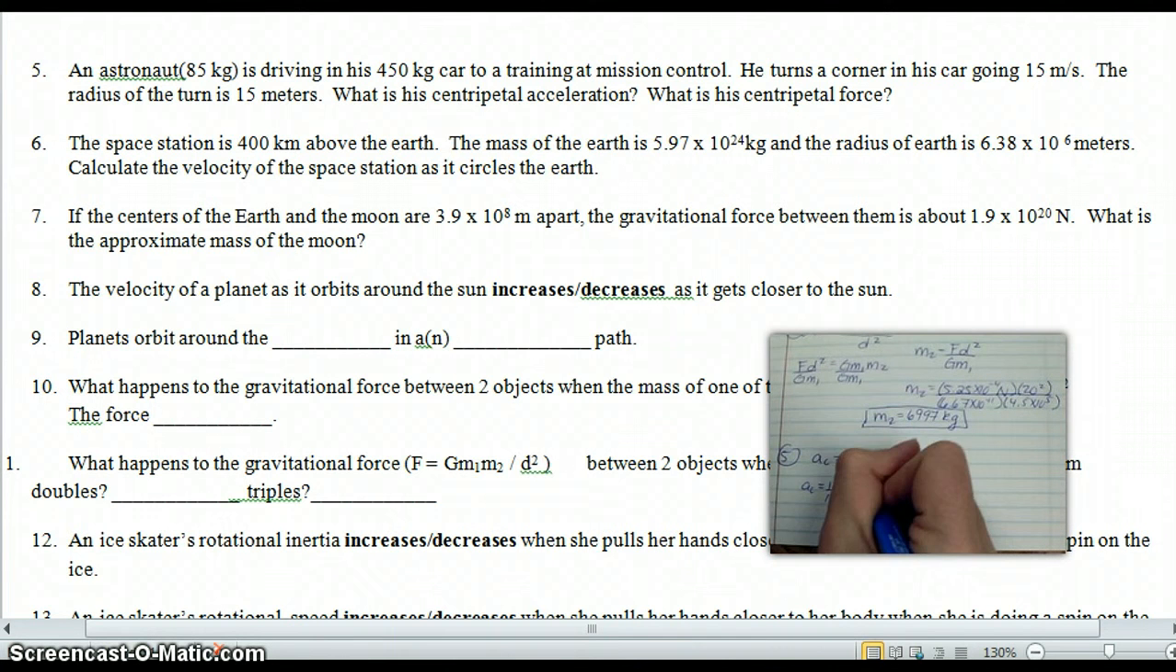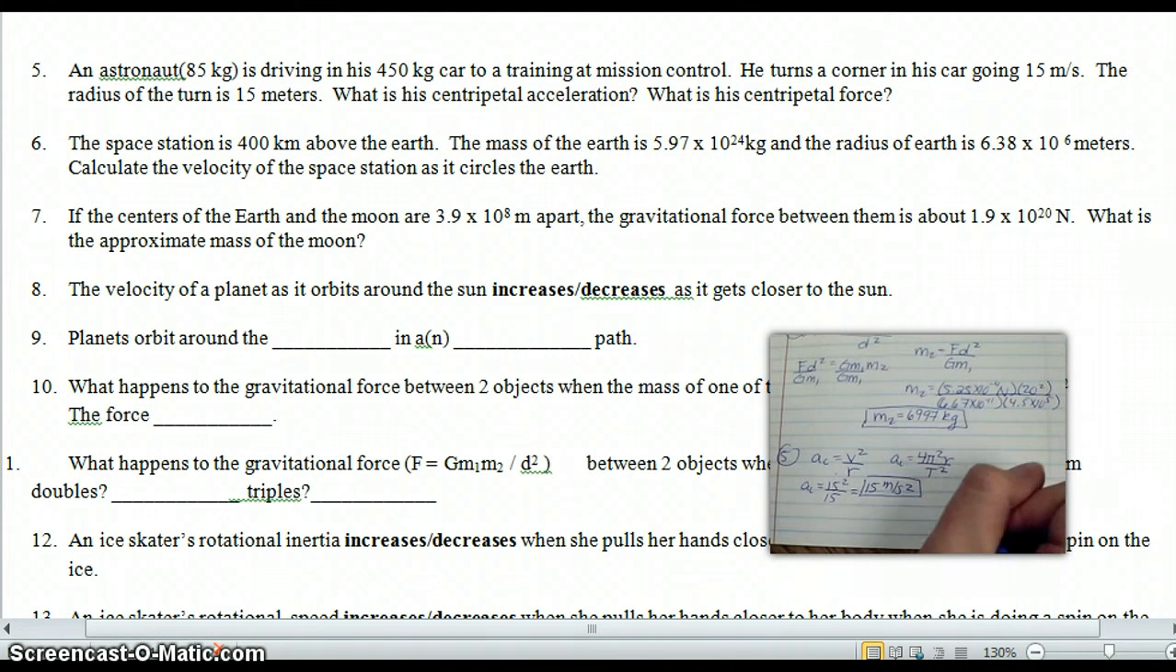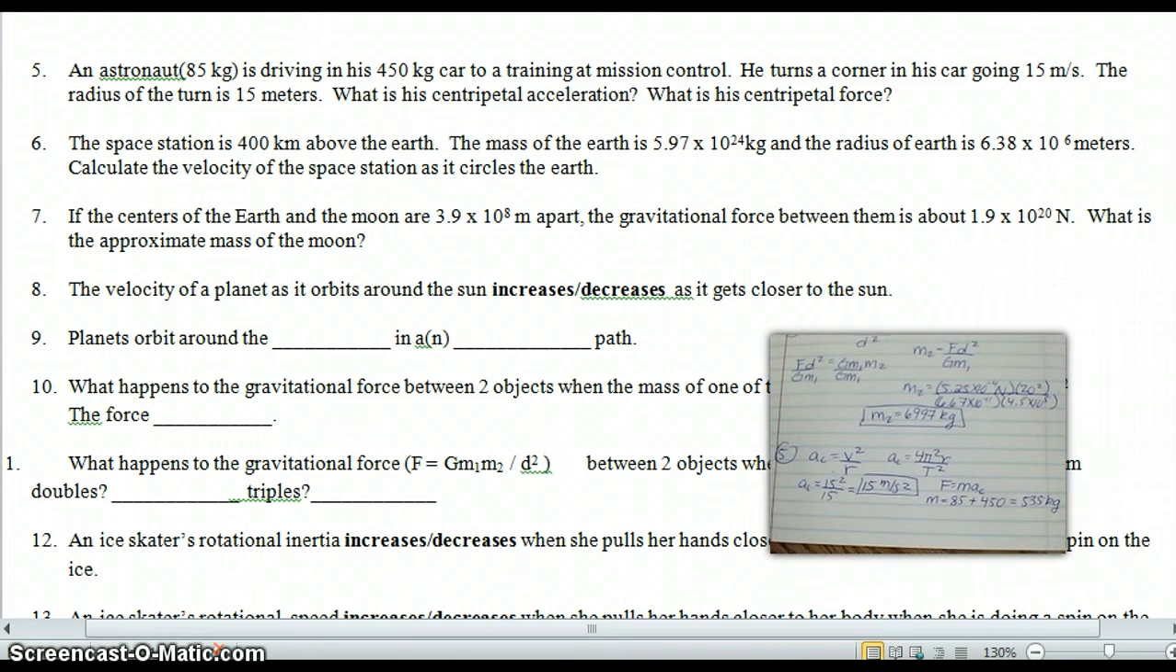So you're going to end up with a centripetal acceleration of 15 meters per second squared after you plug that in your calculator. And then remember force, we calculate F equals ma. Well, our mass is not just the astronaut's mass or not just the car's mass. Our mass is the sum of the two because they're in the car together. So if we add those two together, we get a mass of 535 kilograms.